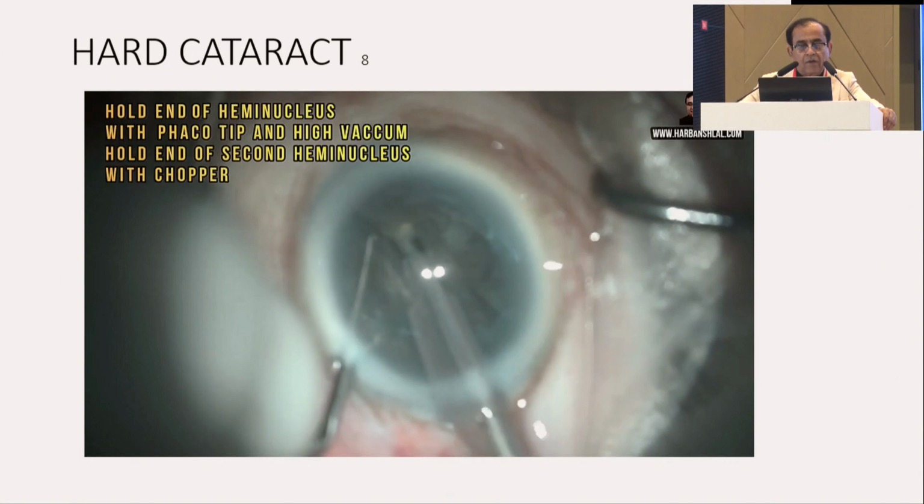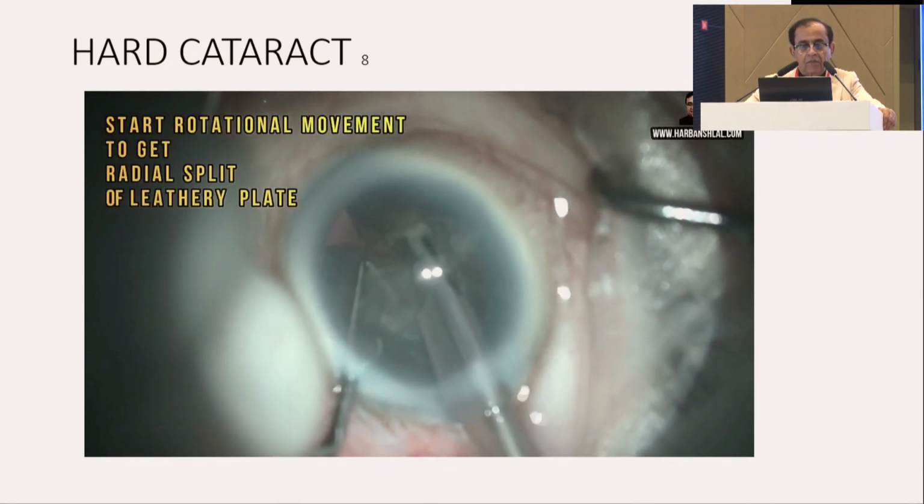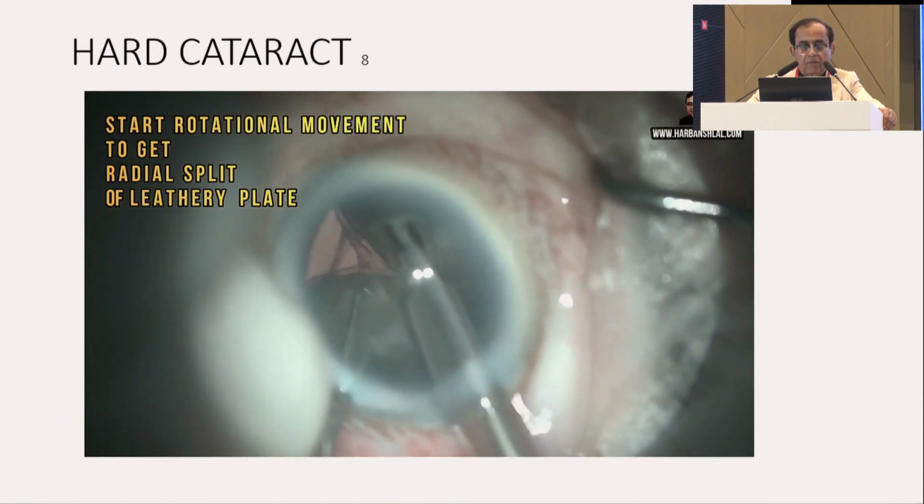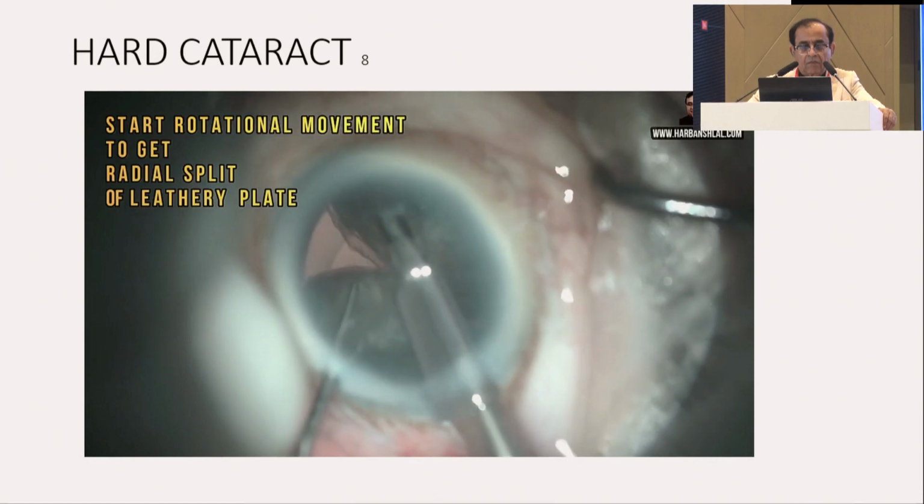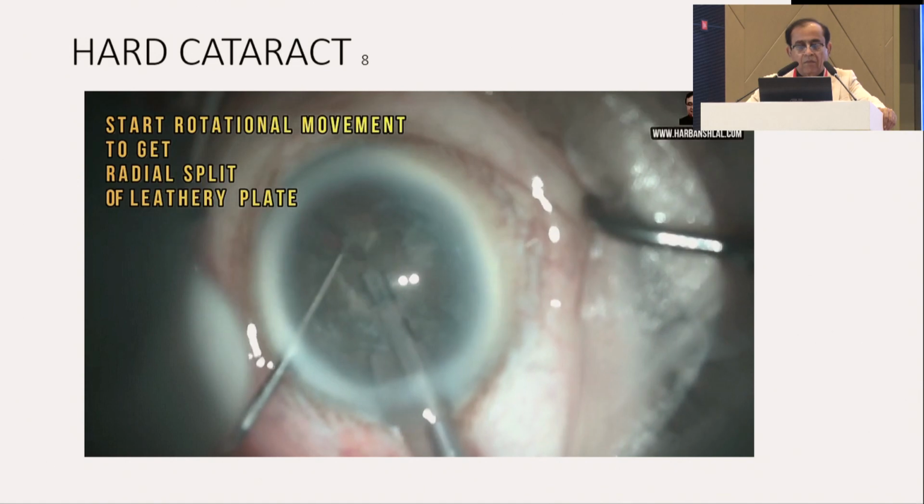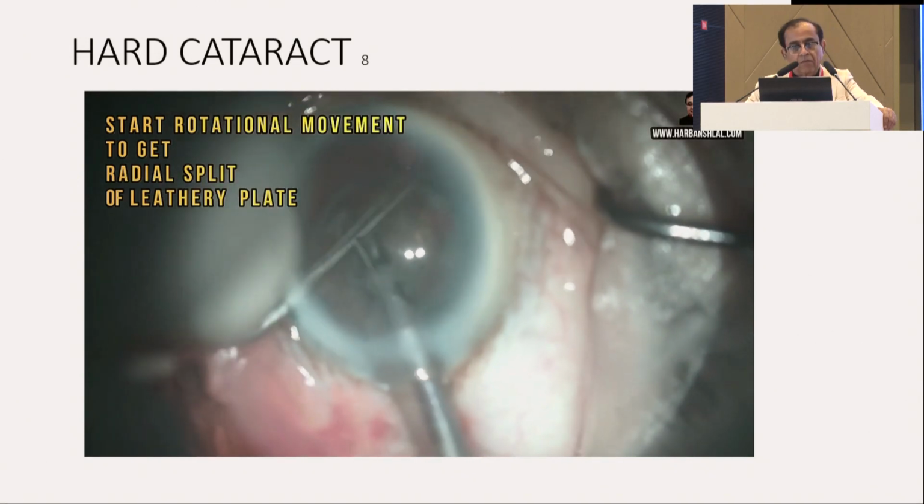Hold second heminucleus at the periphery with chopper and start rotating. You can see nice radial split taking place. Once it reaches the center, stop it. Now we will rotate the nucleus and repeat the rotational separation and radial split to divide the leathery plate into two.